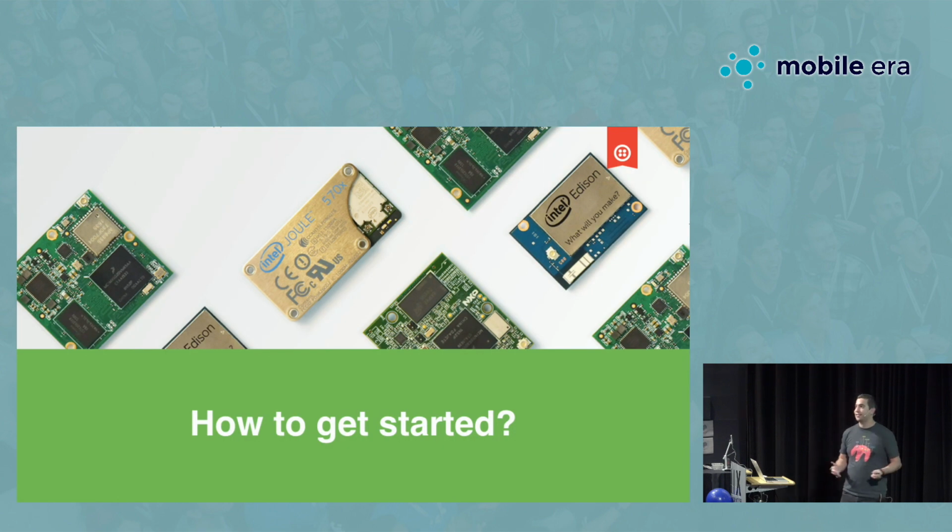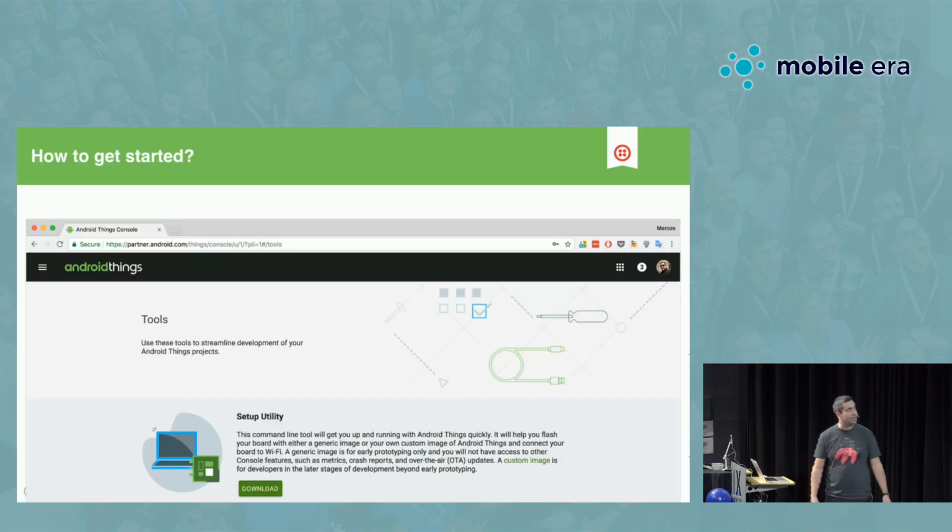Now, how do you get started? So I told you what you need. How do you get started? Like, where do you need to go to get it started? First thing you do is you go into the developer console for Android Things, and you can download the setup utility, okay? And the setup utility is just a command line utility that will help you burn Android Things into the memory card. So you have a memory card on your Raspberry Pi, and you will just burn the Android Things framework inside the Raspberry Pi.